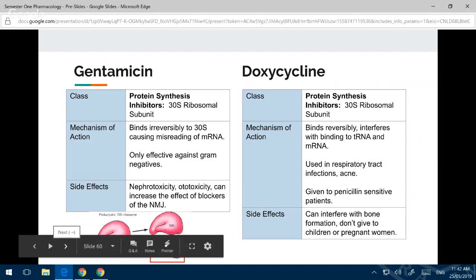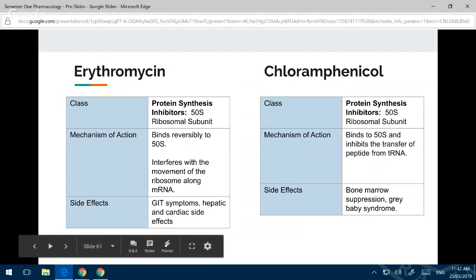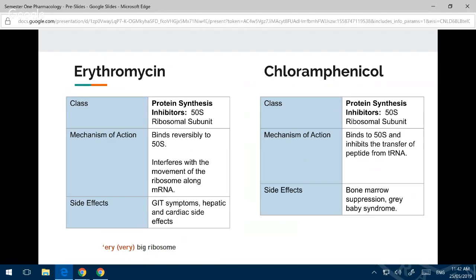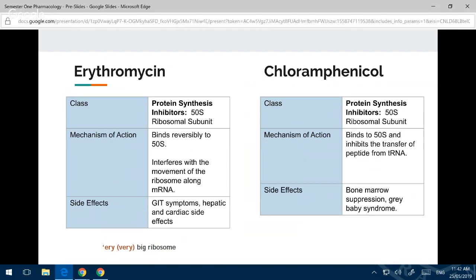All right, erythromycin. It's a 50S ribosomal subunit inhibitor. So it once again stops protein synthesis. It interferes with the movement of the ribosome along messenger RNA, and it can precipitate GIT symptoms like diarrhea and nausea and have liver and cardiotoxic side effects. This is a mnemonic, I guess, from last year. Just remember this one as targeting the bigger 50S subunit.